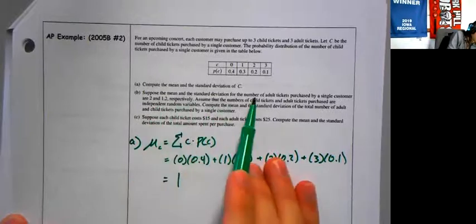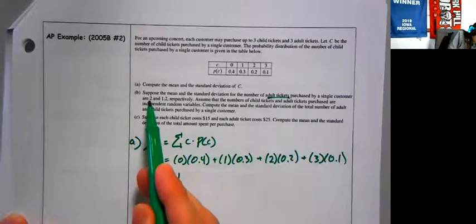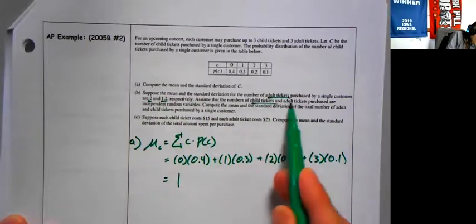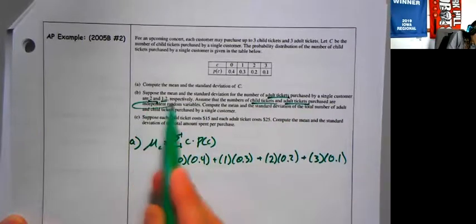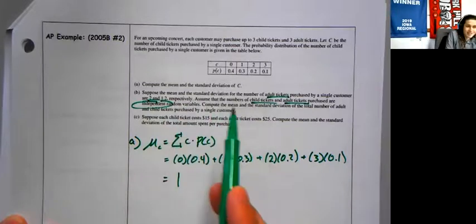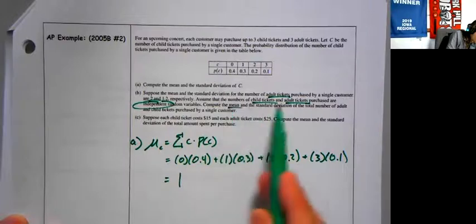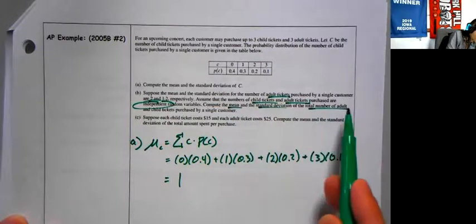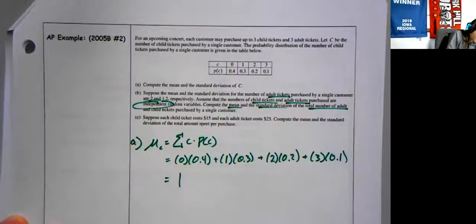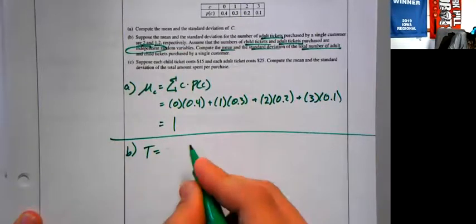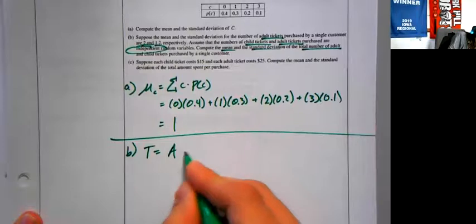Suppose the mean and standard deviation of the number of adult tickets is 2 and 1.2 respectively. Assume the number of child tickets and adult tickets purchased are independent random variables. Seems suspect, but we need that for the formulas to work. Compute the mean and standard deviation of the total number of adult and child tickets purchased by a single customer. All right, so now we've got this T thing. T is the total number of tickets, is the number of adult tickets plus the number of child tickets.